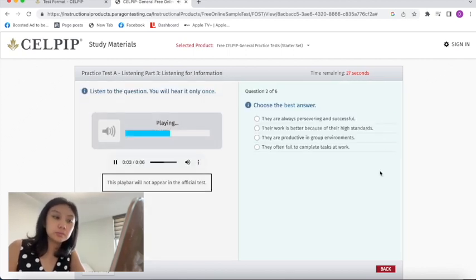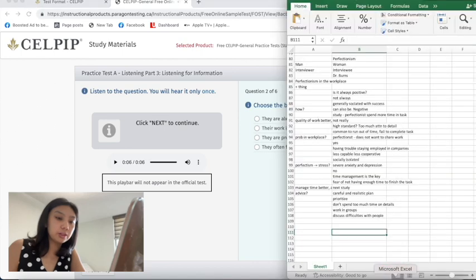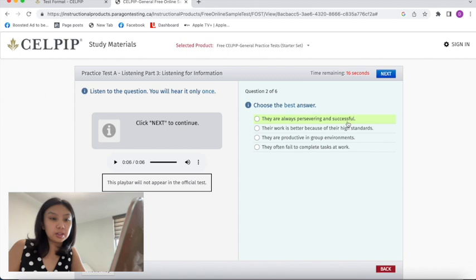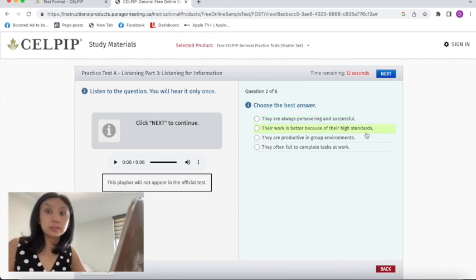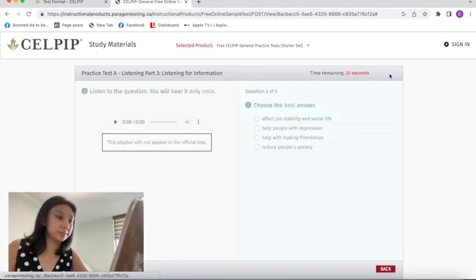Question 2. What does the woman say about perfectionists in her study? So then you go back to your notes. What does she say about perfectionists? But if you look at it, they are always persevering and successful. No, she didn't say that. The work is much better because of their higher standards. No, she actually said otherwise. They are productive in group environments. No, that's not true also. And so you can eliminate answers that for sure are not true. So they often fail to complete tasks at work, which is what she said also.